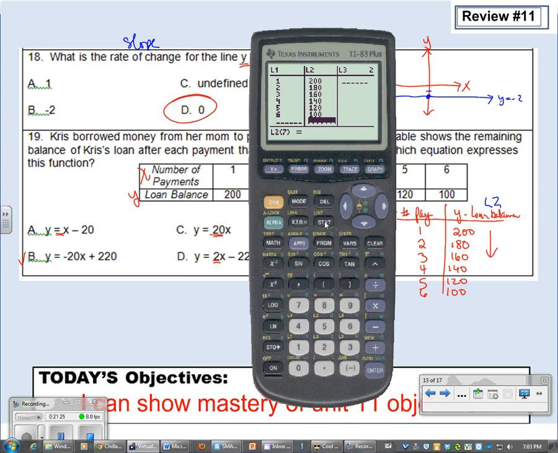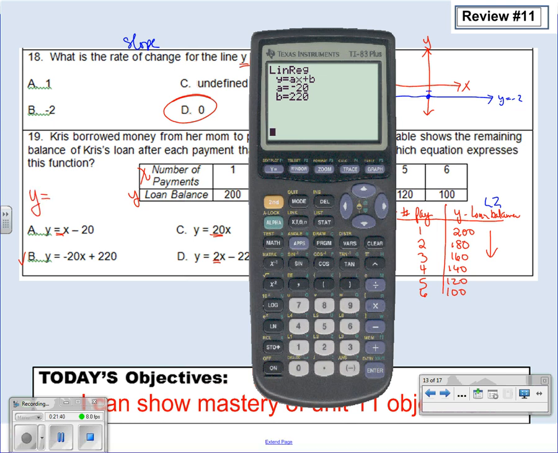Now I hit stat, go over to calc, number 4 for linear regression, and press enter. And we will see that A is negative 20 and B is 220. So when I write the equation, filling in A and B, we get y equals, for A, a negative 20 followed by x, and then B is a positive 220. And sure enough, that is our answer, B.